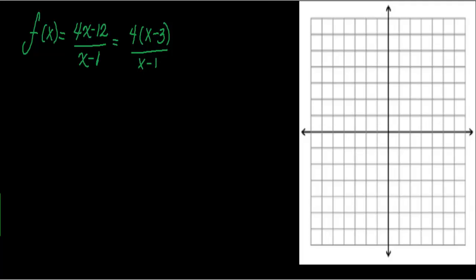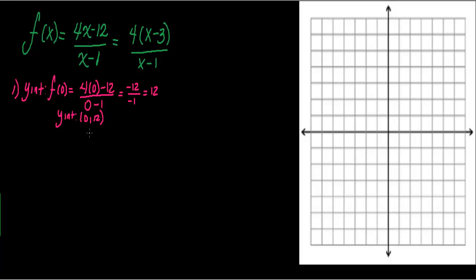Okay? First step is find the y-intercept. Y-intercept, remember we evaluate the function for 0. That gives you 4 times 0 minus 12 over 0 minus 1, which is equal to negative 12 over negative 1, which is equal to 12. That means that the y-intercept is found at the point 0, 12.